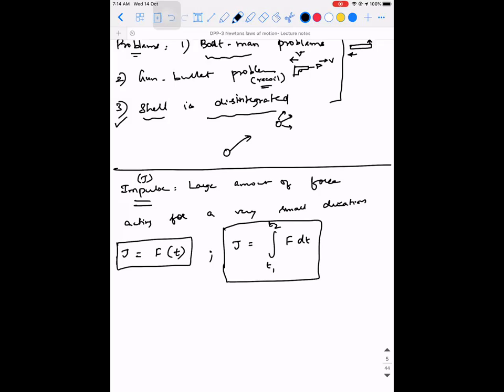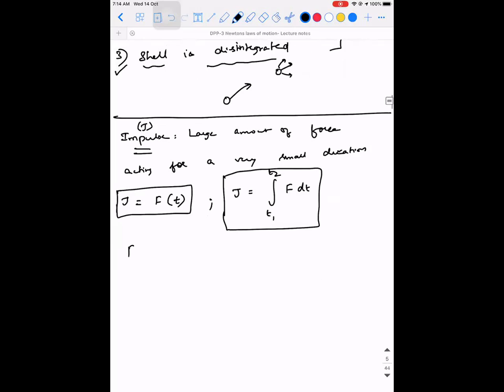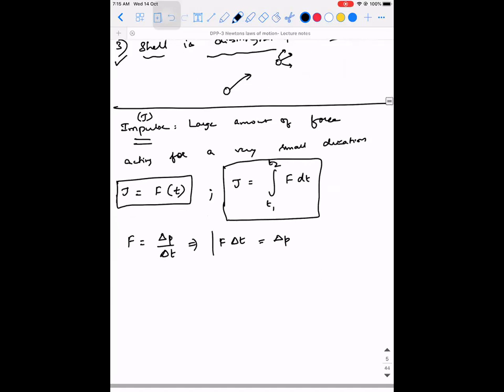Okay, now listen. So what is Newton's second law? F is equal to, don't say F is equal to ma, please. What is the actual definition? Change in momentum by change in time. Yes, it is the rate of change of momentum, so delta P divided by delta T. So which implies F into delta T is equal to delta P. Am I right?